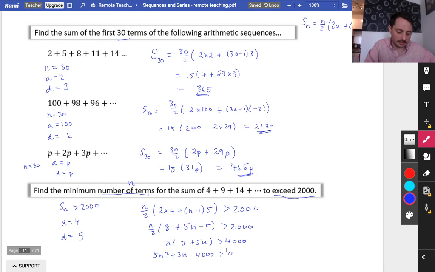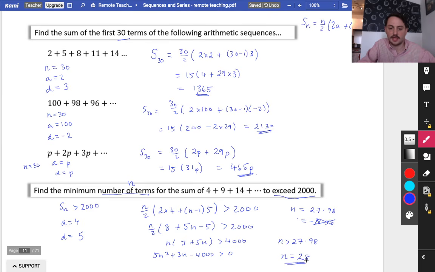So I'm going to go to my equation solver to get what the critical values are. So that's 5, 3, minus 4,000. And the critical values are that n is 27.98, or n is equal to minus 28.58, but that one's not going to be very useful for us. So the minimum number of terms for it to exceed, so this is actually saying that n has got to be greater than 27.98, so that actually means the minimum number of terms is 28.